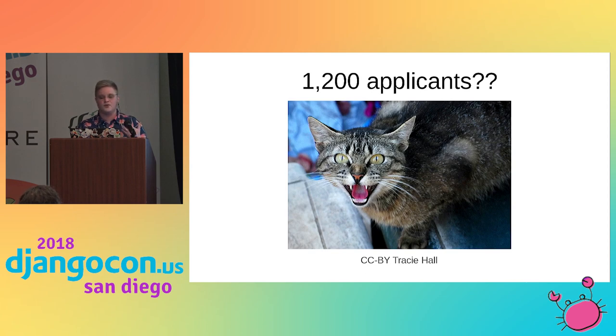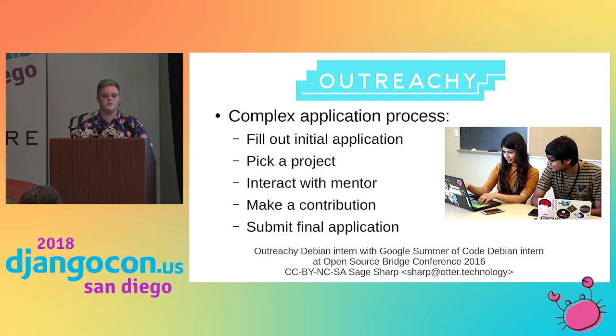And these applicants have to go through a pretty complex application process. They need to fill out an initial application, which includes things like checking their time eligibility. There's a couple essay questions. And then once they've been approved, they have to go through the list of projects that mentors submit. So mentors have said, you know, these are the projects, this is the three-month project I want to work with someone on, and they need to pick a project, interact with the mentor, and then actually make a contribution to that open source project. So our application process actually involves people making a contribution to a free and open source project. And then finally submitting a final application. So that's 1,000 plus people that we have to get to go through this somewhat complex application process.